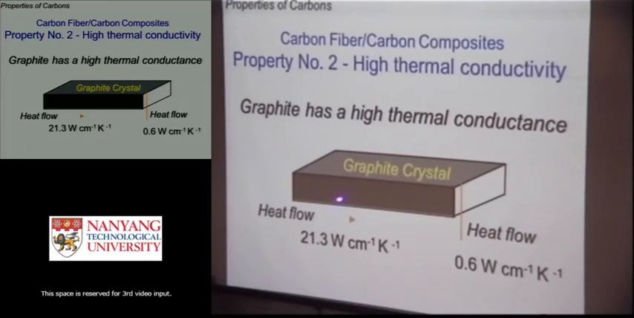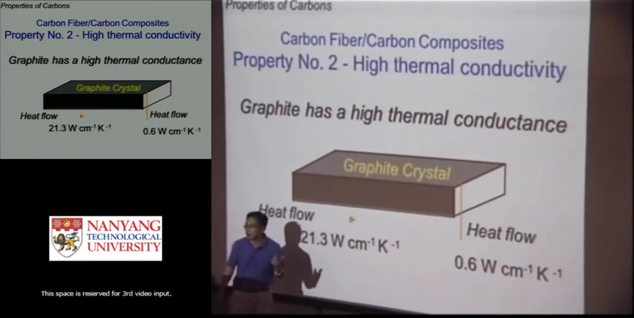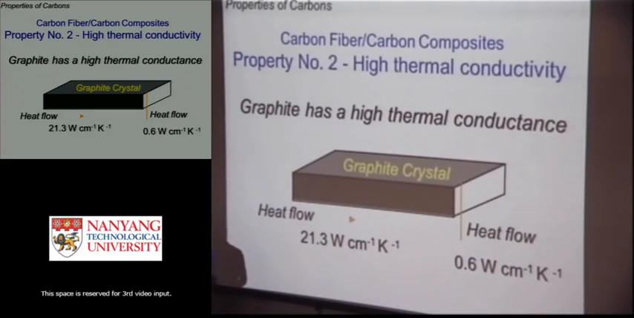So that means, for example, we talk about thermal conductivity. In plane, all these carbon-carbon bonds are connected together, so the heat flow is very high. It's 21.3, right? But in the vertical direction it is only 0.6. This is about 35 times different, right? Because in plane they have chemical bonding connecting together, but in the vertical direction it is pi stacking, okay? So this data tells us this material is anisotropic, okay?